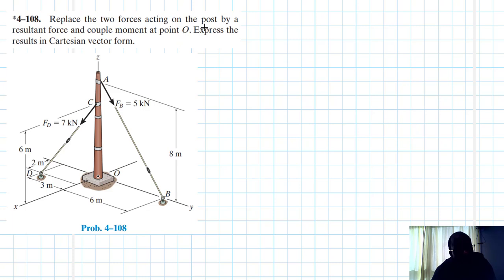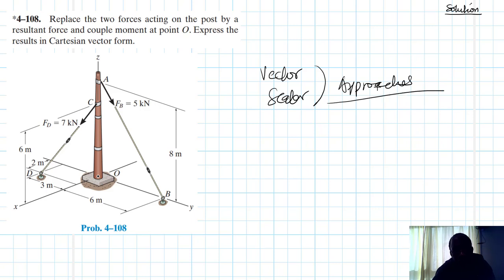Replace two forces acting on the post by the resultant force and couple moment at point O. Express the results in Cartesian vector form. This problem is coming from the Engineering Mechanics Statics textbook, 13th edition by R.C. Hibbeler. So we can solve this particular method by using vector or scalar approaches. It's up to you to choose which one is appropriate for you.